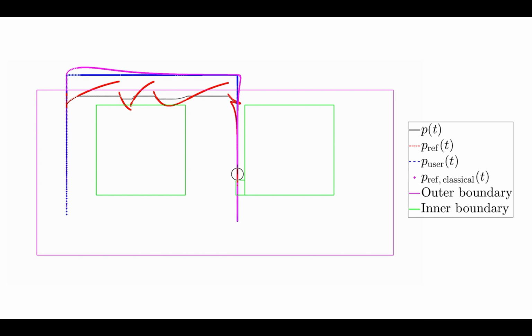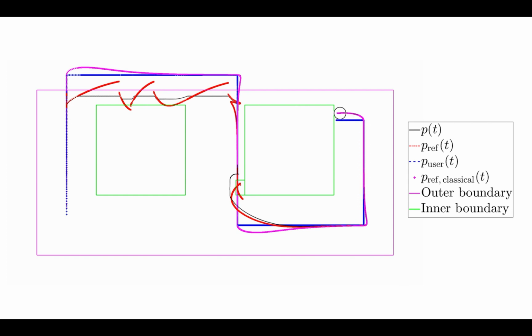Here we can see the ball moving. It hits the boundary and has an elastic bounce, and this resetting event is taken care of by a hybrid architecture. You can also see that the user-defined trajectory is unfeasible as it crosses the boundary of the maze.